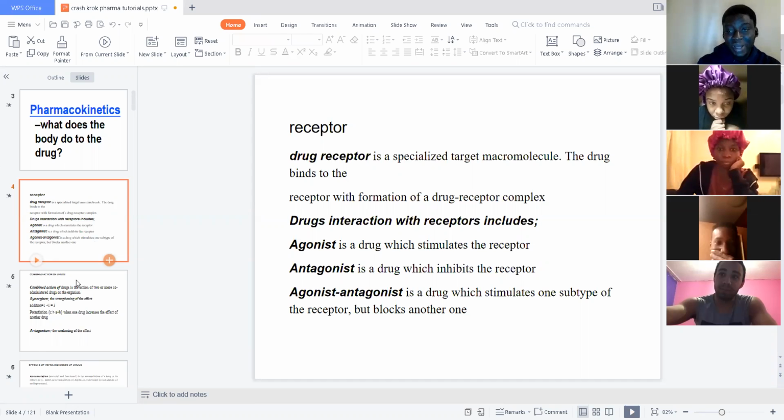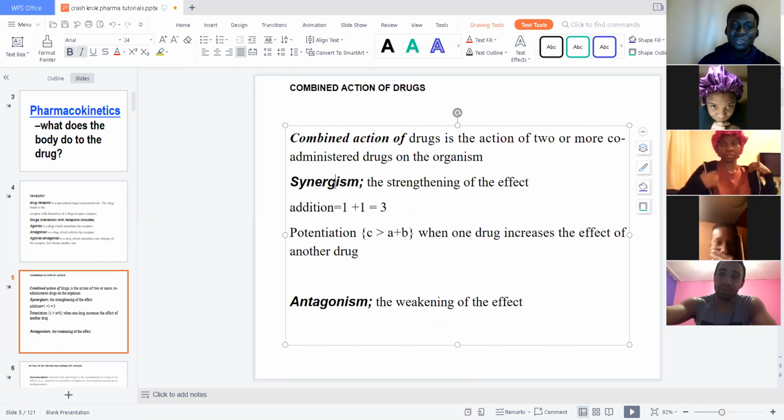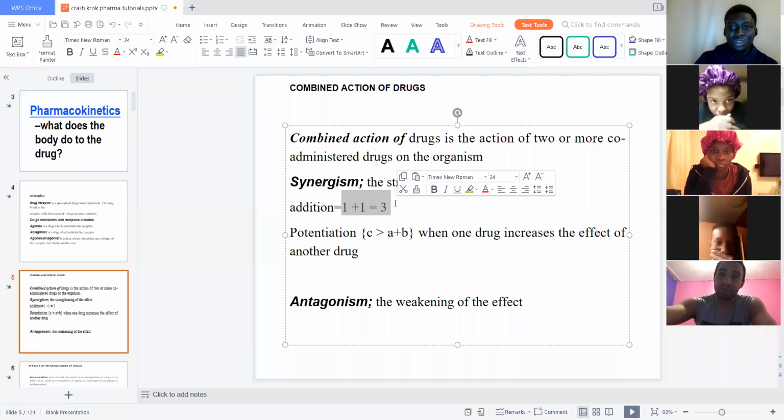Next is combined action of drugs. This is when you take two or more drugs together. The first term we're going to talk about is synergism. This is when you strengthen the effect of a drug. For example, when you take drug A plus drug B, it creates a bigger reaction than when you take each of these drugs separately. You can see here, 1 plus 1 equals 3.